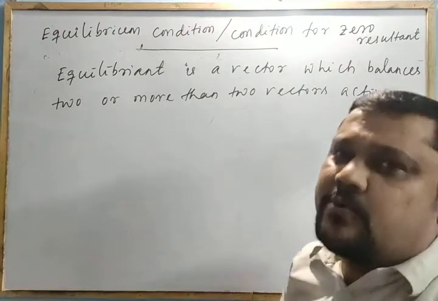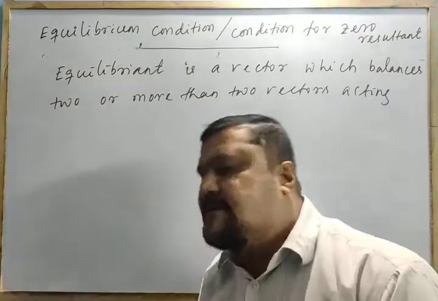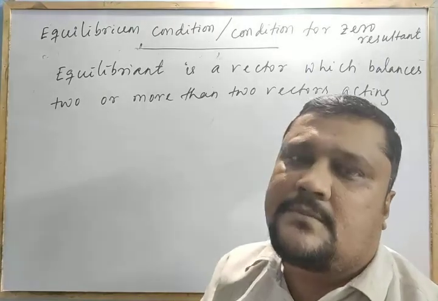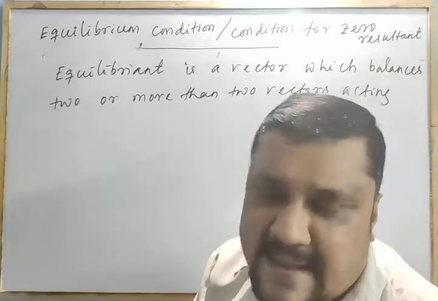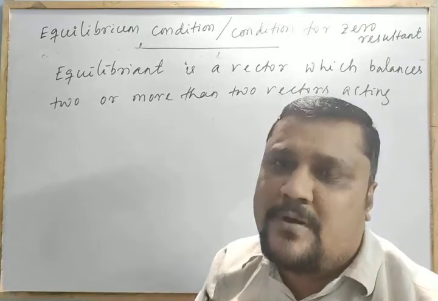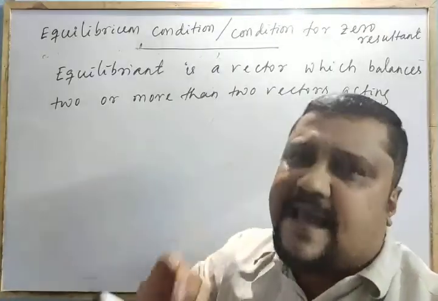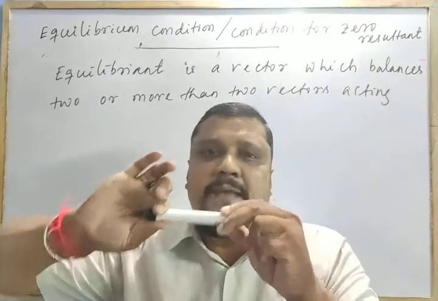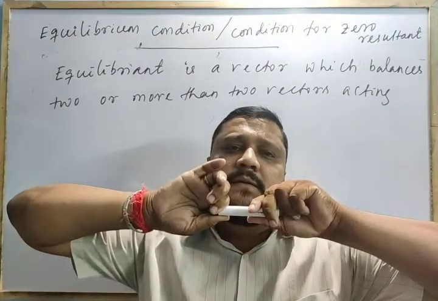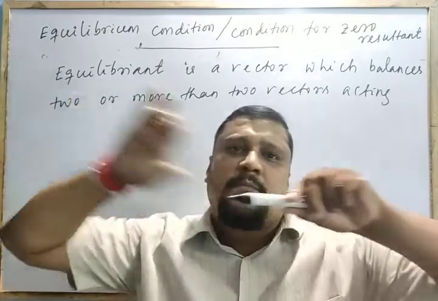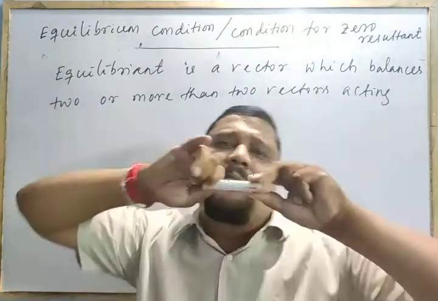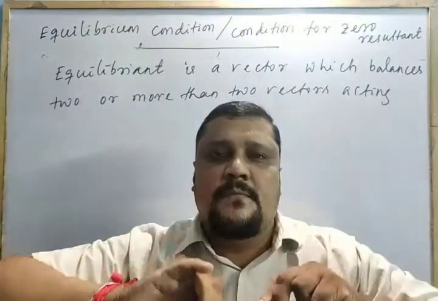I apply 5 Newton today, then 3 days after I apply 3 Newton in the opposite direction. Can I get the result 2 Newton? No. 5 Newton and 3 Newton should act at the same time. 5 Newton is applied here and 3 Newton is applied here by your friend. I am applying 5 Newton, you are applying 3 Newton at the same time.